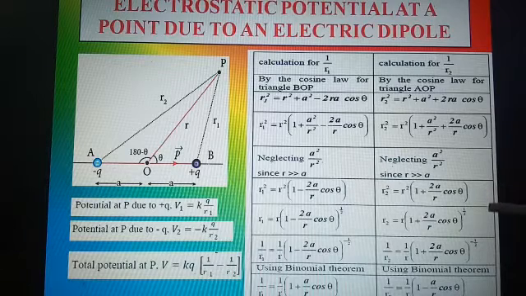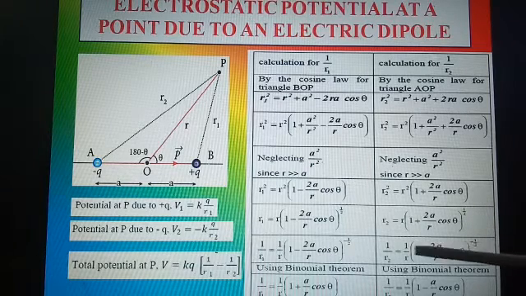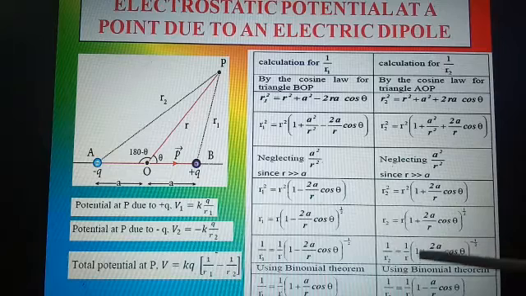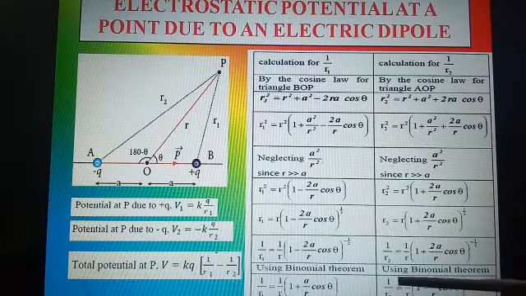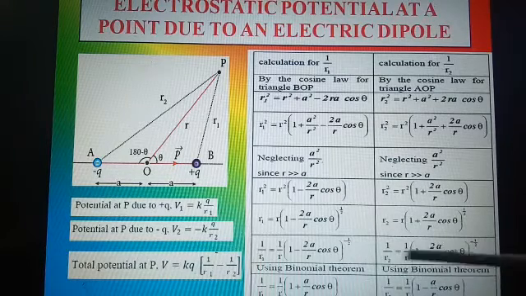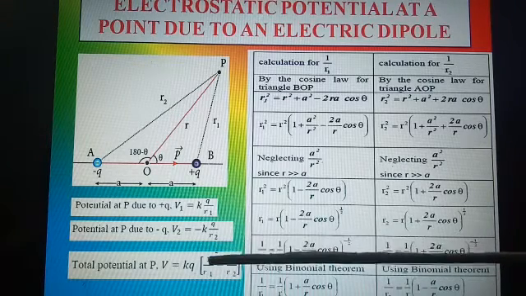So on both sides we take the square root. So r2 is equal to r into 1 plus 2a by r cos theta whole power 1 by 2. Again we can write this equation 1 by r2 is equal to 1 by r into 1 plus 2a by r cos theta whole power minus 1 by 2. By using the binomial theorem and retaining the terms up to the first order, we can write 1 by r2 is equal to 1 by r1 minus a by r square cos theta. Here the 1 by r1 and 1 by r2, these two values you can substitute in the first equation.